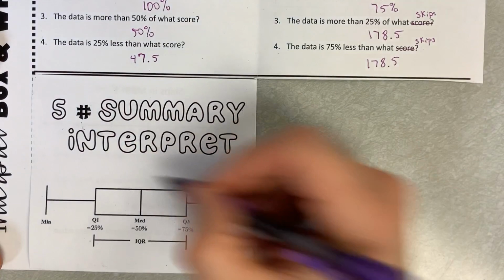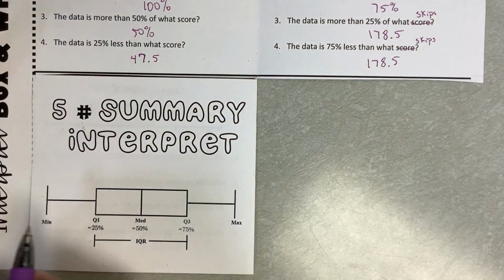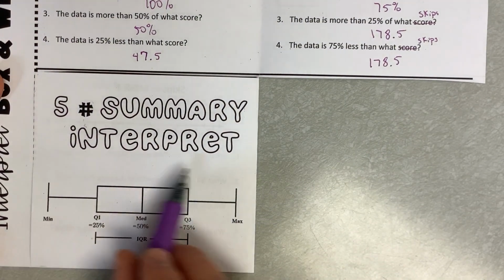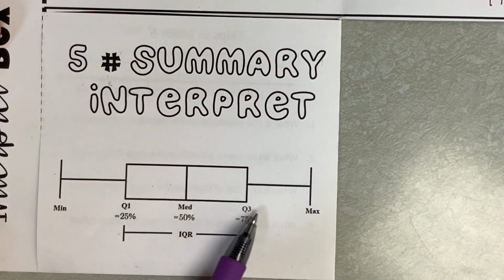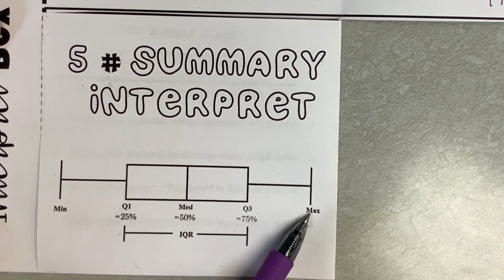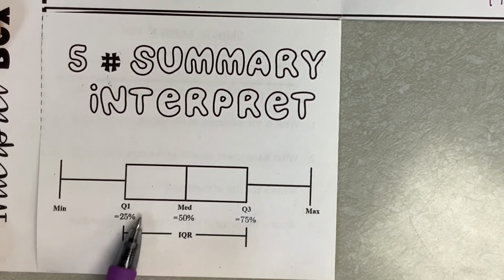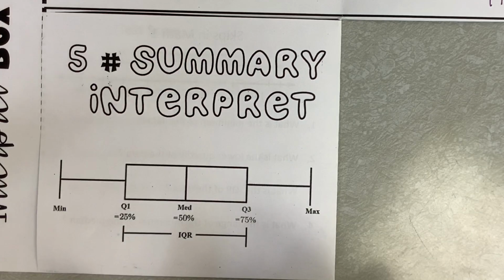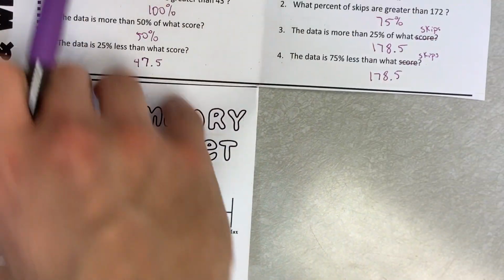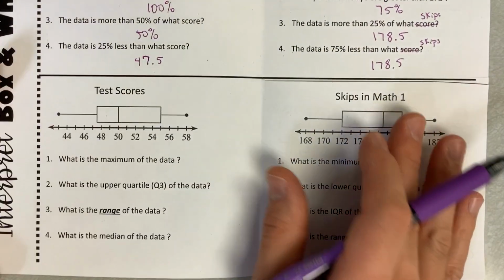Now, let's talk about the 5-number summary. Interpreting them. Remember, all box and whisker plots have a min, Q1, median, Q3, and max. And again, our IQR is between Q1 and Q3. Just to throw that out there. So let's jump right into this one. This one will be a little more straightforward for you guys.